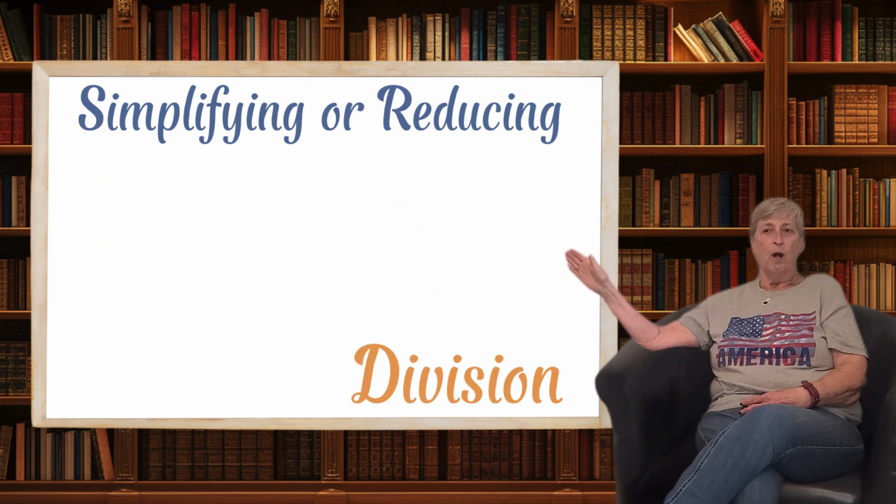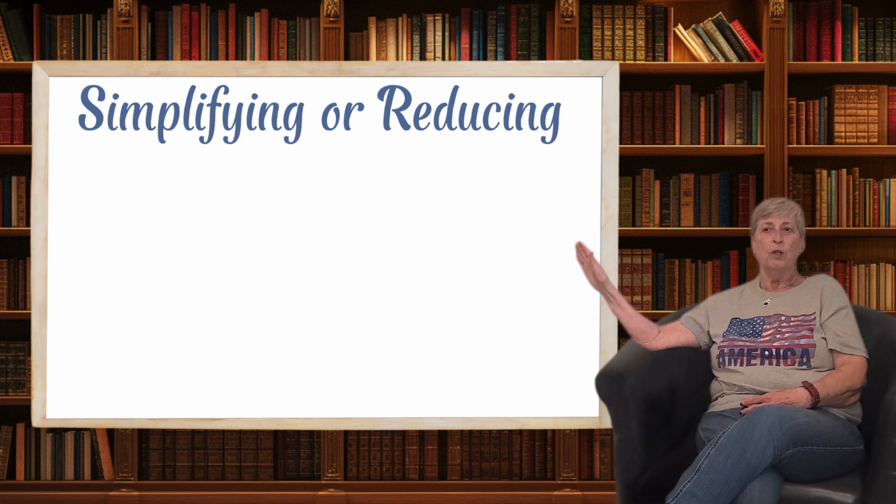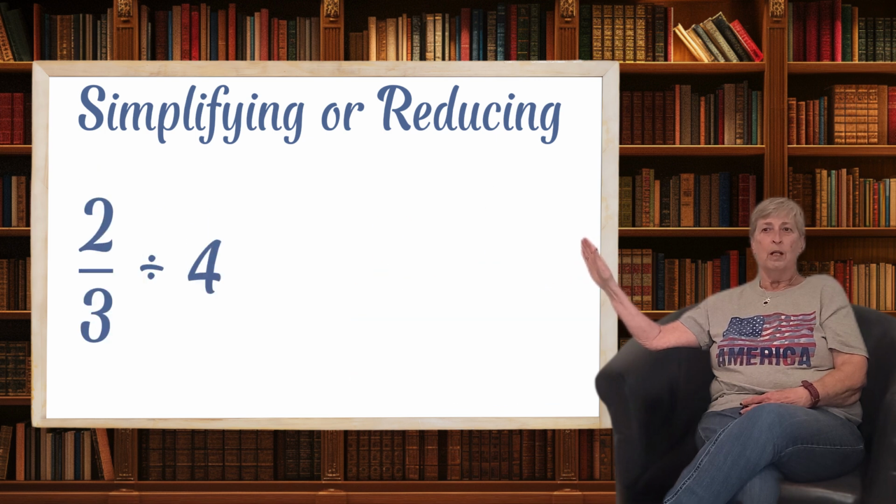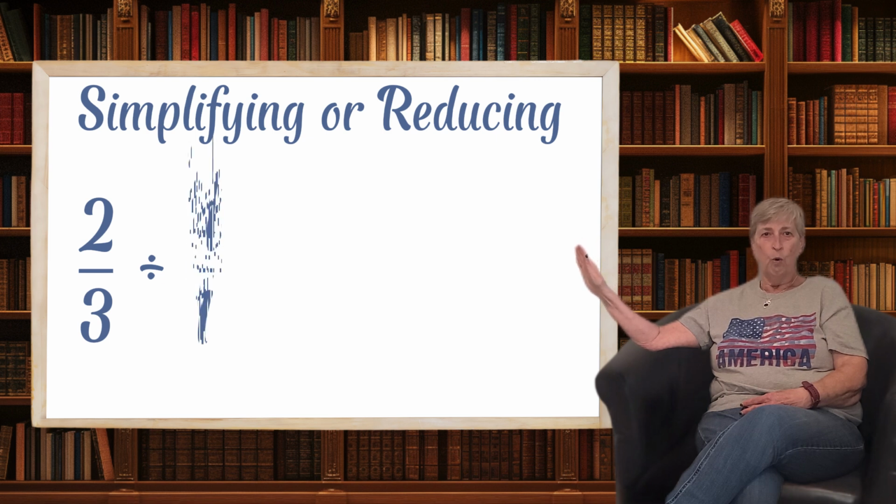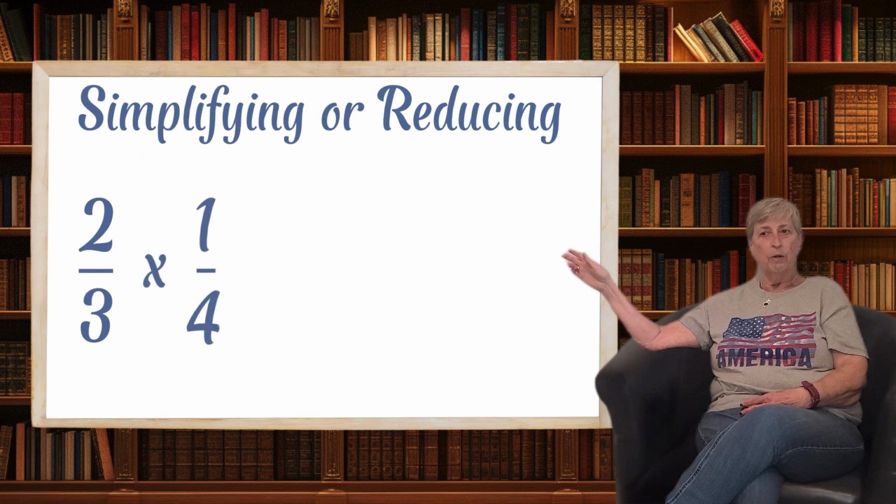Now in our division problem, we're going to throw in a whole number, okay? So we're going to change it around a little bit. But we're going to use 2/3 divided by 4. Now remember, in division, we keep the first fraction, 2/3, and then we flip the second number. In this case, we have a whole number. So first we have to make it a fraction. Any whole number can be made a fraction by simply putting the whole number over 1. So 4 is the same thing as the fraction 4 over 1. So we're going to flip that and make it 1/4.